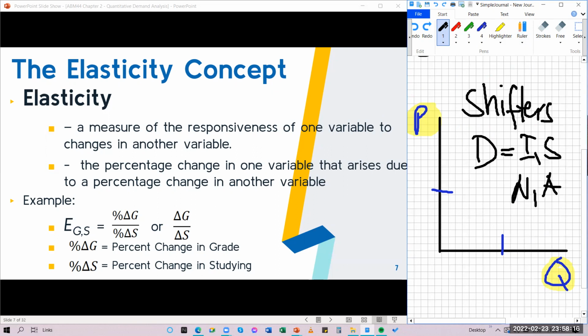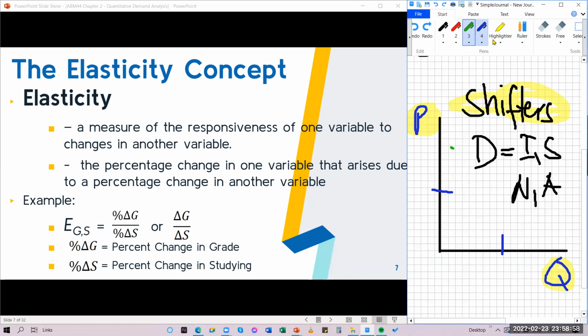So there are many shifters aside from our price. Shifters move the demand curve, either upward or downward. For example, this is the demand curve. Upward means an increase in quantity demanded, or downward a decrease in quantity demanded. So that is the shifters for our demand curve aside from our price. Most of the time, there is change due to price, but aside from price, we also have shifters.